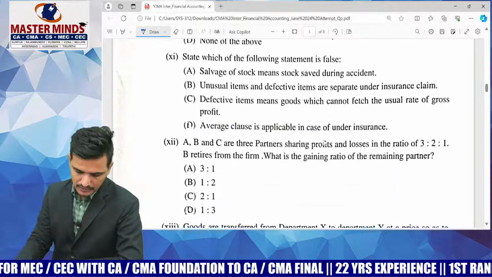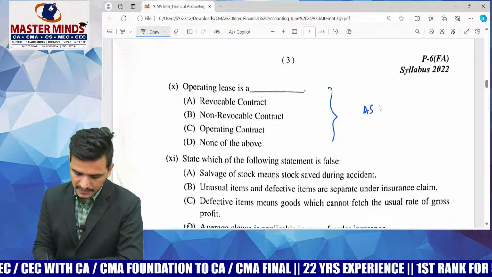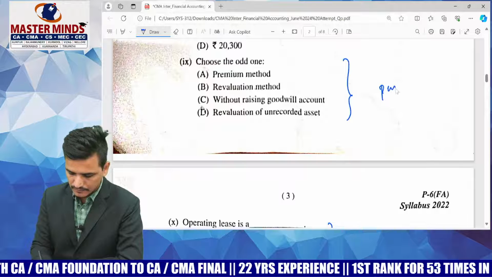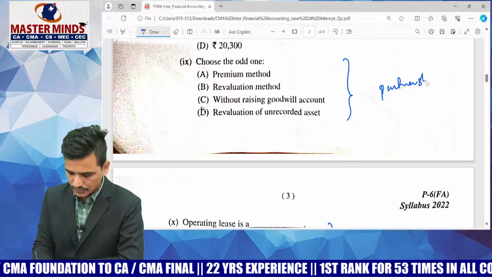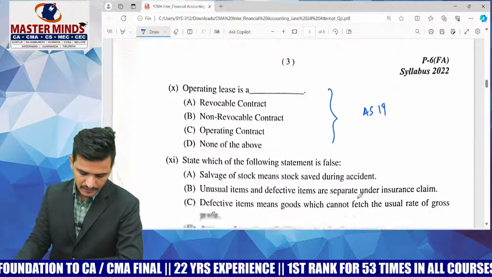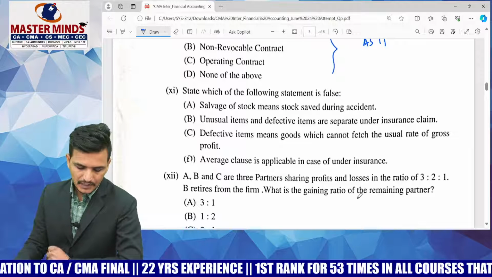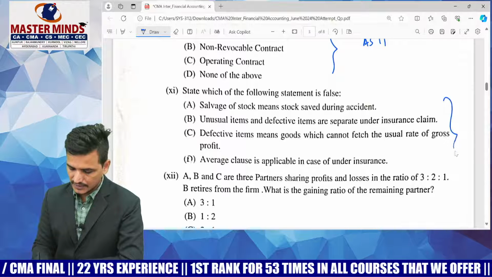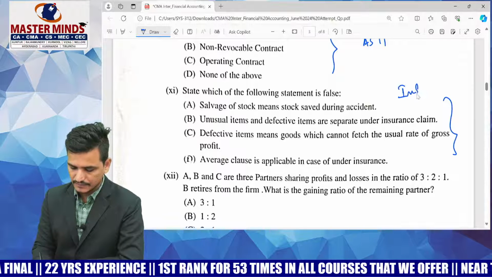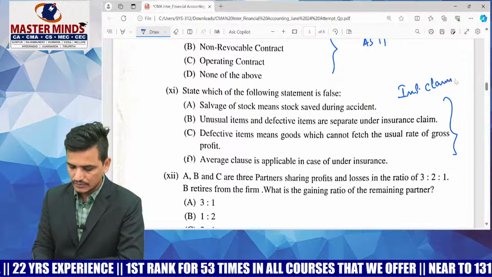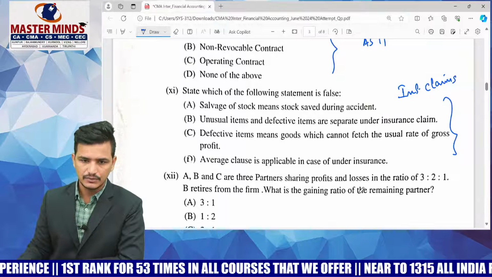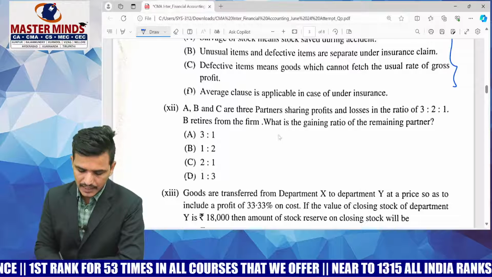And next one is related to AS 19, and the previous one is related to partnership accounts. And next, MCQ number 11 is "state which of the following statements is false." Actually, this question is related to insurance claims. If you have gone through the theory related to insurance claims, then you can comfortably answer this MCQ.